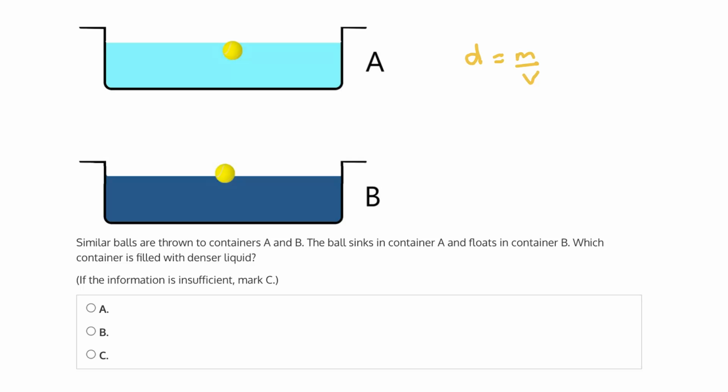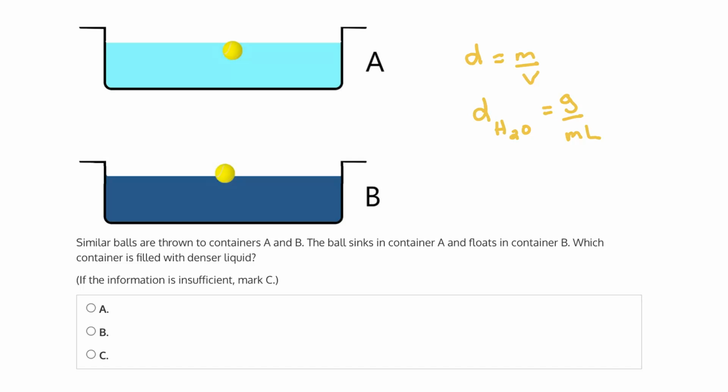So for example, the density of water is often expressed in grams per milliliter. So we have the mass, again in grams, per milliliter. So if an object is denser than the liquid, it will sink. And if it's less dense, it'll float.